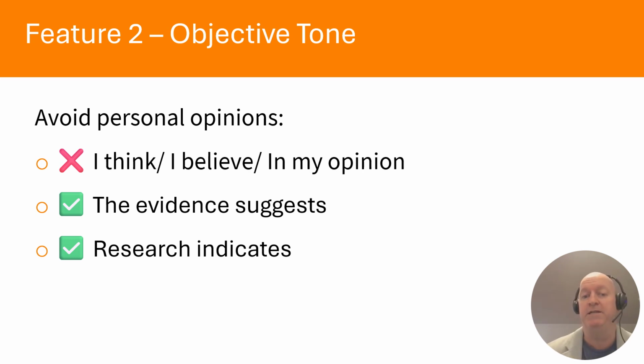Avoid personal opinion. So this is the objective tone. In this instance, try and avoid things such as I think, I believe, in my opinion, and try and write something like the evidence suggests and research indicates. And generally, when you say the evidence suggests or the research indicates, you will probably have to reference where you got that information from as well.